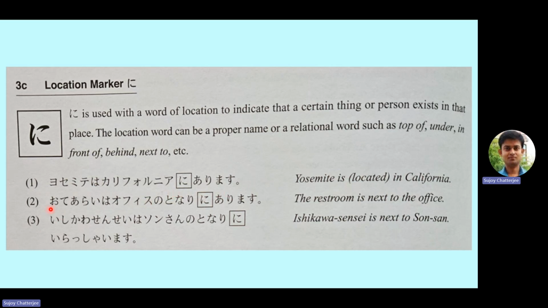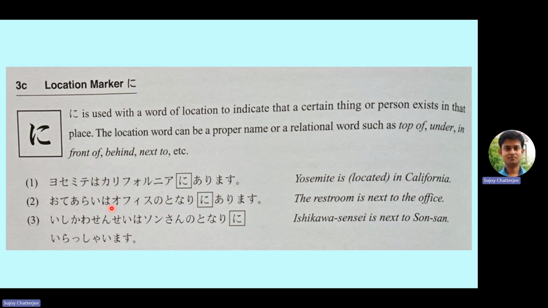Next example is: the restroom is next to the office. Next to is the location indicator. Otearai means the restroom or the toilet. Otearai wa ofisu no tonari ni arimasu. Tonari means next to. And this is katakana, ofisu.